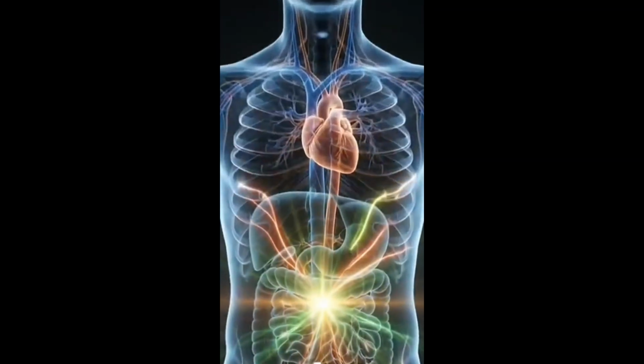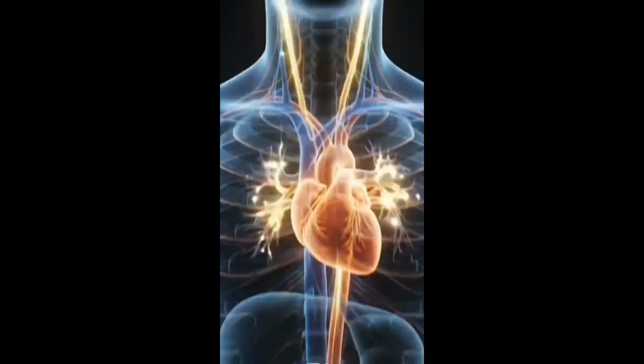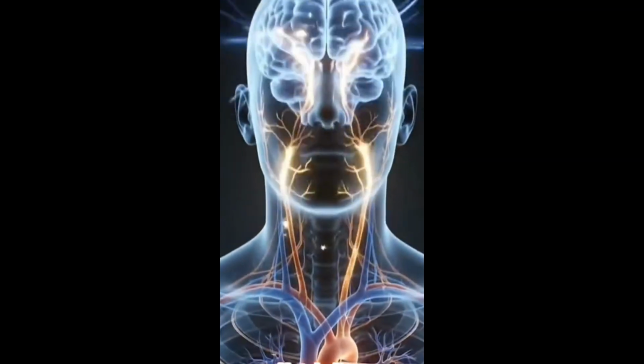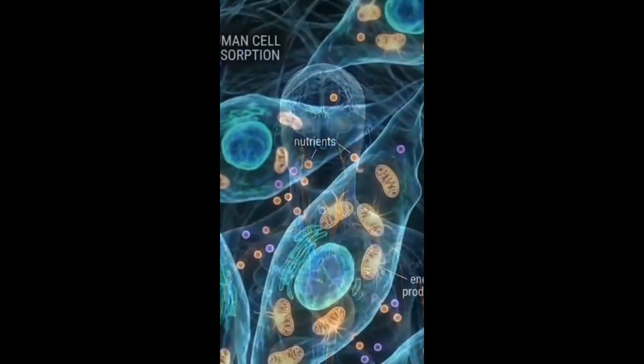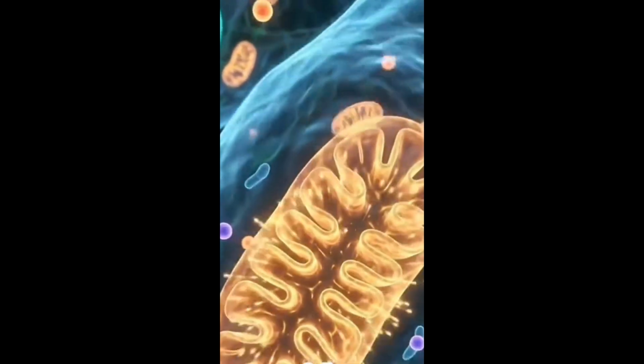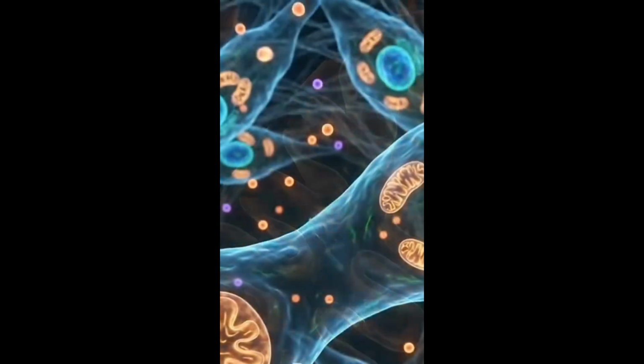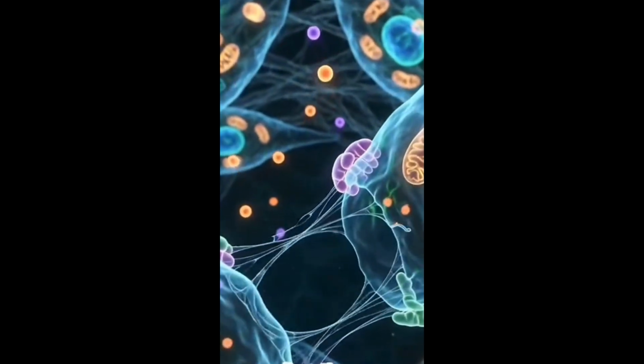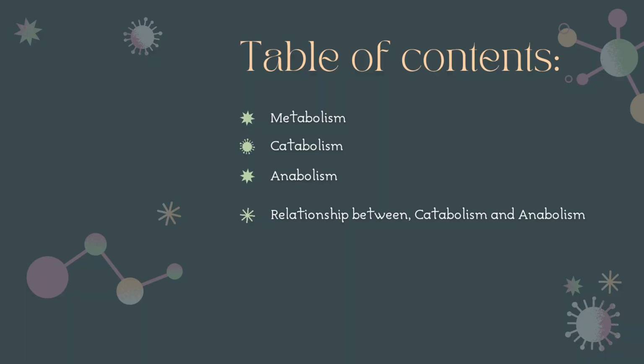Hello everyone, today I will discuss energy transformation, metabolism and its two main processes, which are catabolism and anabolism, and how they work in the human body in a simple and understandable way. So as you can see, here is our table of contents: metabolism, catabolism, anabolism, relationship between the two.